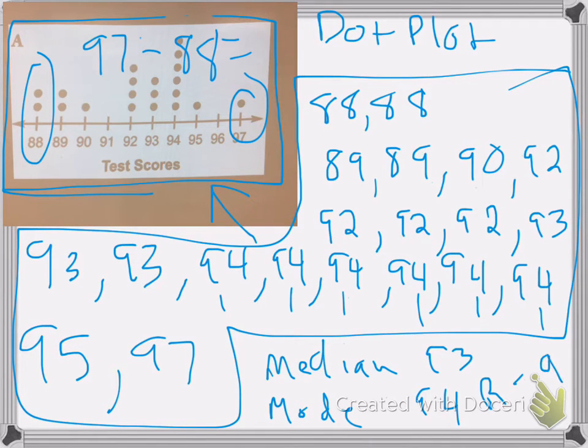Now the mean, I'm not going to do for you on this one, but all you would do is add up all your numbers and then divide by how many you had in your set. So you'd have to add up all of these numbers and then divide by 1, 2, 3, 4, 5, 6, 7, 8, 9, 10, 11, 12, 13, 14, 15, 16, 17, 18, 19, 20. You'd add them all up and divide by 20 since there are 20 numbers in my set.